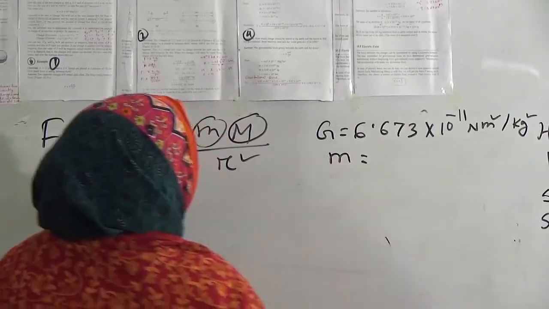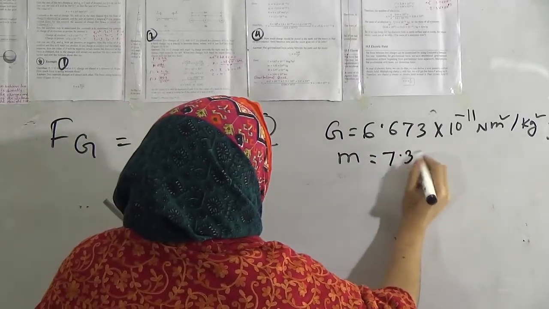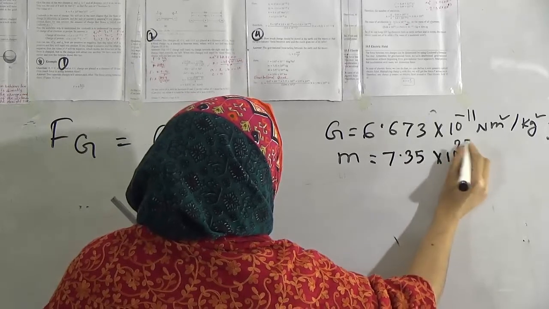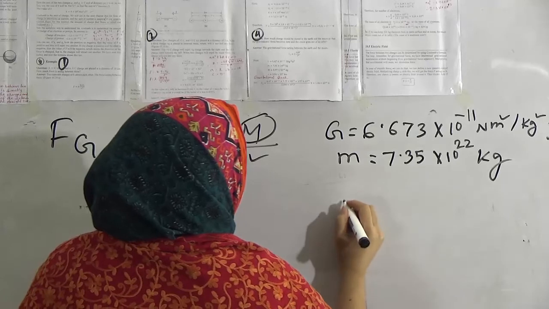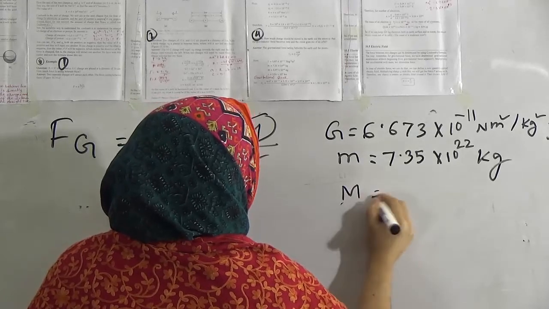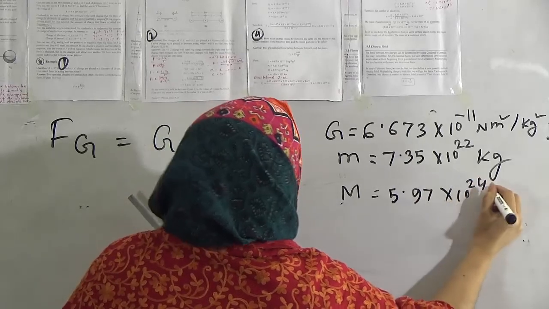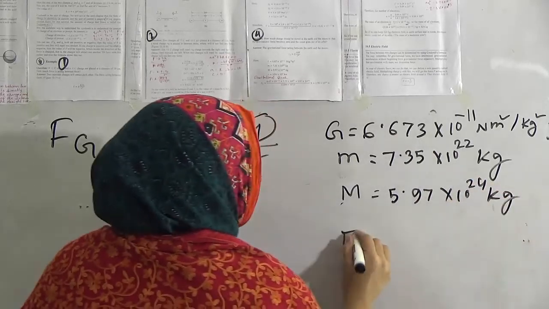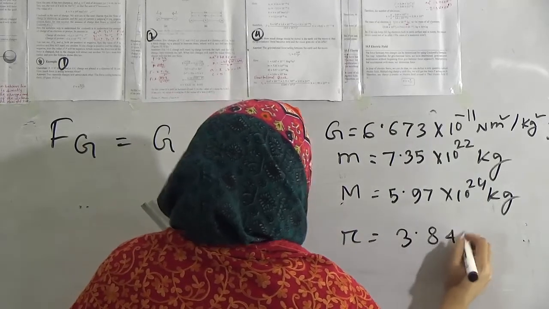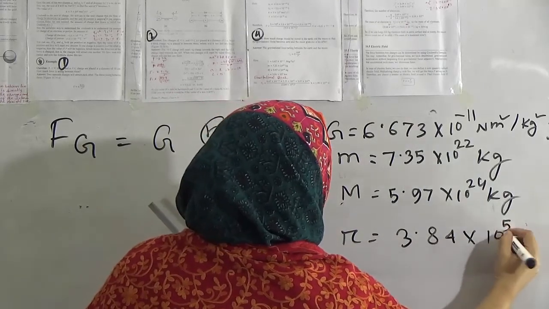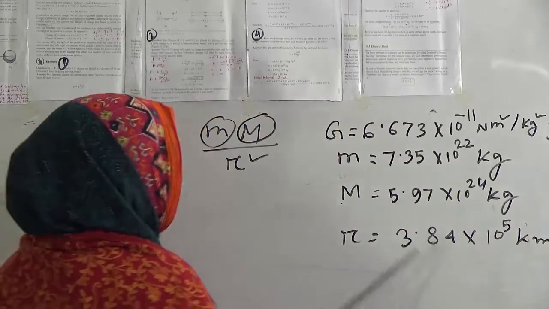Mass of the moon is 7.35 into 10 to the power 22 kg. My dear students, you have to memorize this value. And the mass of the earth is 5.97 into 10 to the power 24 kg, and the distance between the moon and the earth is 3.84 into 10 to the power 5 kilometer. My dear students, all these values you have to memorize.